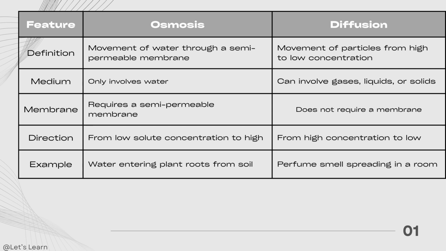Fifth, example. A classic example of osmosis is putting a raisin in water and watching it swell up as water moves into it. An example of diffusion is how the smell of perfume spreads across a room after spraying it. The particles move from where they're concentrated to where they're not.